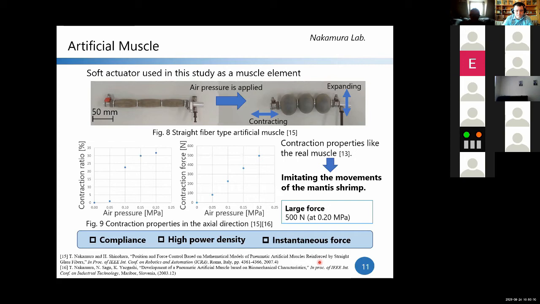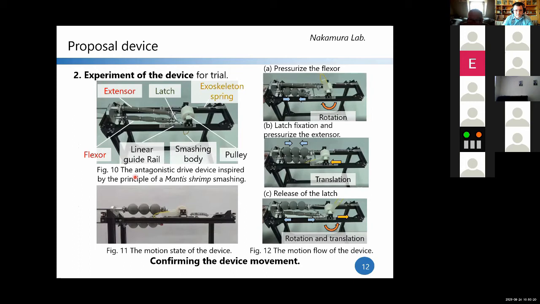Figure 10 shows the antagonistic drive device inspired by the principle of the mantis shrimp's smashing. The extensor and flexor muscles are constructed as straight fiber type articular muscles, and the exoskeleton spring is constructed as a tension spring. These elements act on the pulley by tendon. The pulley has a smashing body and is translatable by the linear guide rail. The contraction of the flexor muscle drives the latch to lock the rotation. Figures 11 and 12 show the operation state of the device.